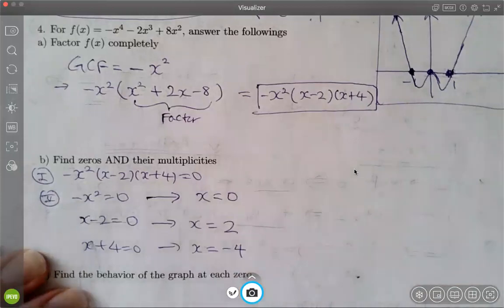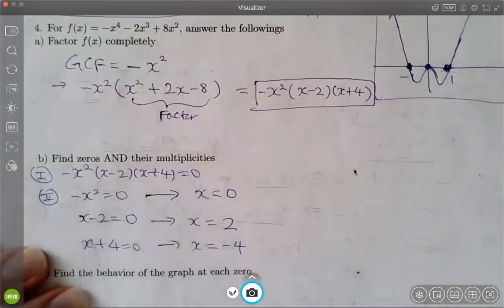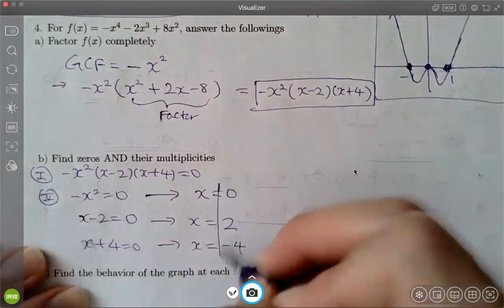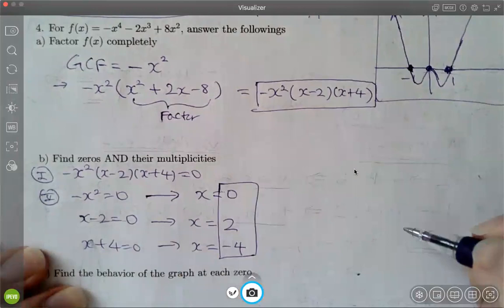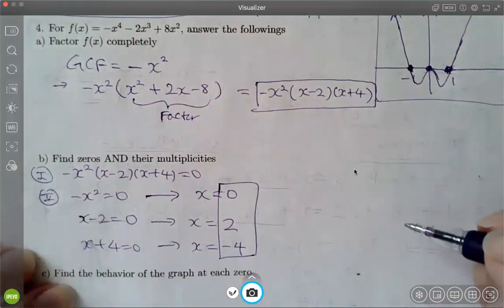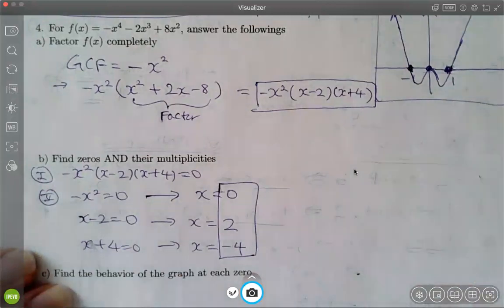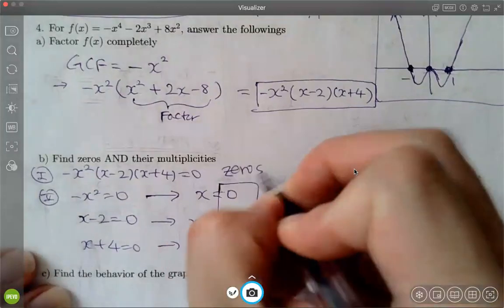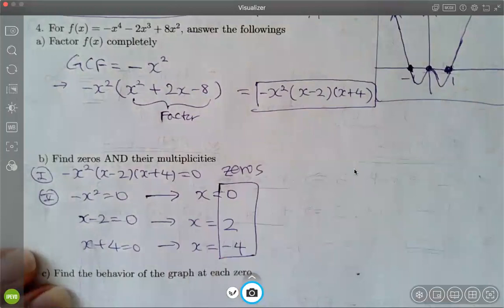Now, be careful. If the problem says find the zeros, then you must stop right here. It's not (0, 0), (2, 0) and (-4, 0). Those are the x-intercepts. Although both mean the same thing, the representation is different. Remember that. These are the zeros. So 0 is the value, not the ordered pair.